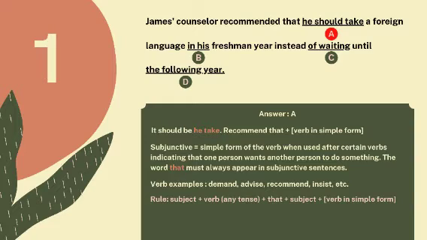The rule is subject plus verb in any tense plus that plus subject plus verb in simple form. The first subject is James' counselor. The first verb is recommended, plus that, plus second subject, he or James, plus verb in simple form, take. And the word that must always appear in subjunctive sentences.